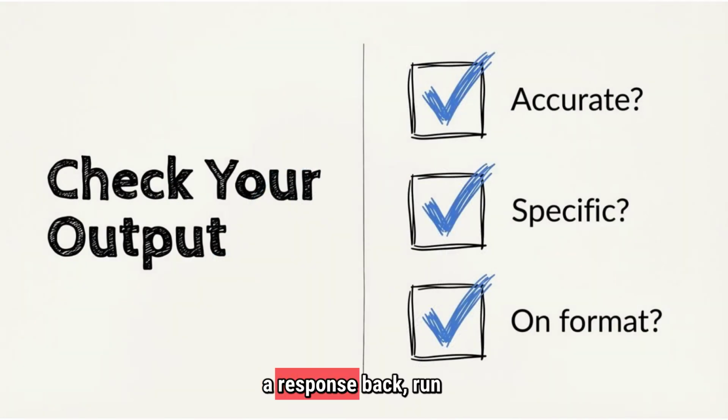So when you get a response back, run it through 3 quick checks. First, is it accurate? Verify the facts and claims. Don't forget, AI does not think and returns only the most probable response, which might be wrong. Second, is it specific? Does it feel tailored to your situation, or could it apply to anyone? Third, is it on format? Did the model follow the structure you asked for? And this part is important. This evaluation step is done by you, not the AI. You are the quality gate. The model generates. You decide what stays and what needs to change.